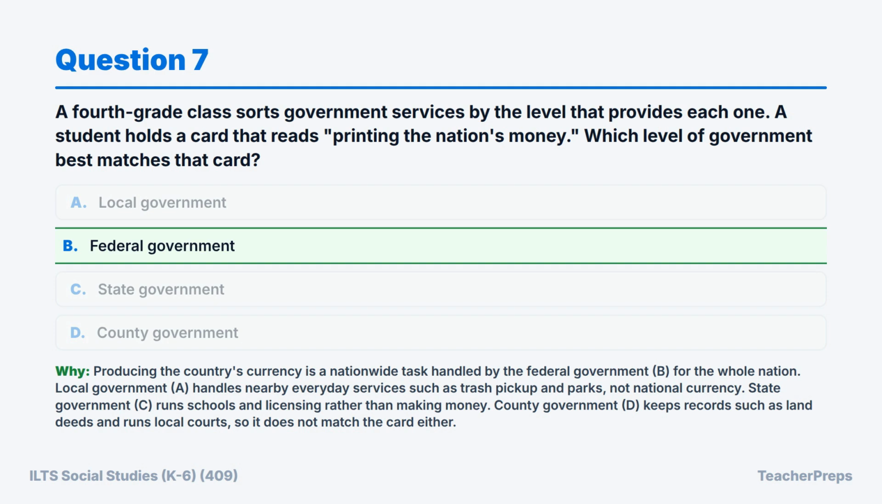Local government, A, handles nearby everyday services such as trash pickup and parks, not national currency. State government, C, runs schools and licensing rather than making money. County government, D, keeps records such as land deeds and runs local courts, so it does not match the card either.